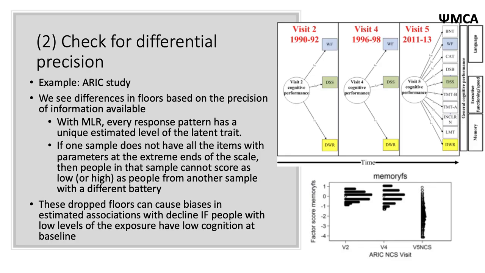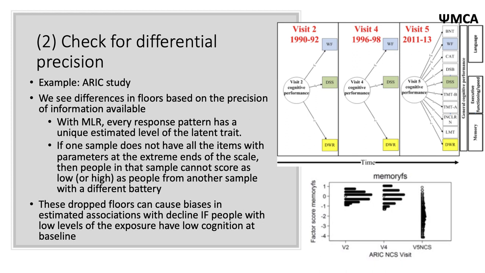Another issue that comes up is we want to check for differential precision across studies. And we often see this most obviously when we look at floor and ceiling effects. So the example here comes from the ERIC study, which has three visits. At their visits, what we'll call visit 2 and visit 4, when these people were in middle age, cognition was not that important of a construct to assess. This study was interested in atherosclerotic risk. By the time we got to visit 5, about 20-odd years later, these guys are on average in their late 60s and 70s, you bet we want to ask lots more questions about cognition. So we want to leverage all the available information.